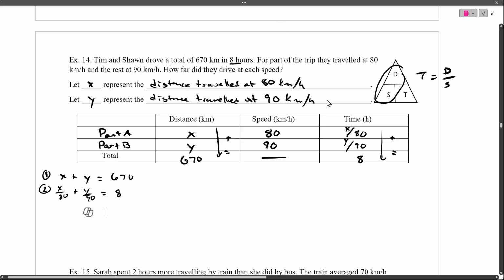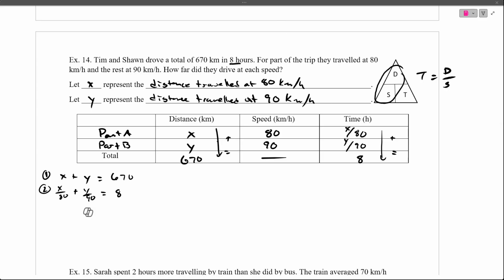Let's see here. So I want to get rid of both fractions. So basically I need to find a common multiplier for both the 80 and the 90 to get rid of them. If I multiply those two together, I get 720. So that's what I'm going to do.